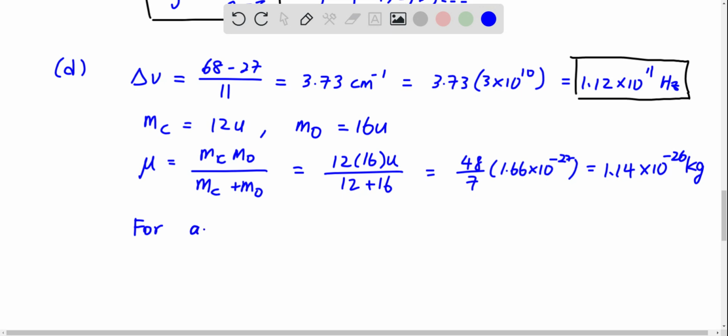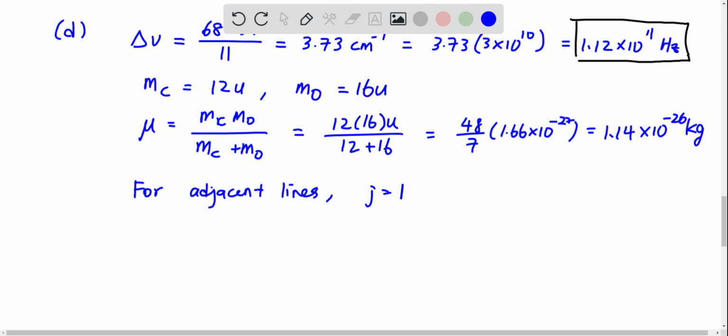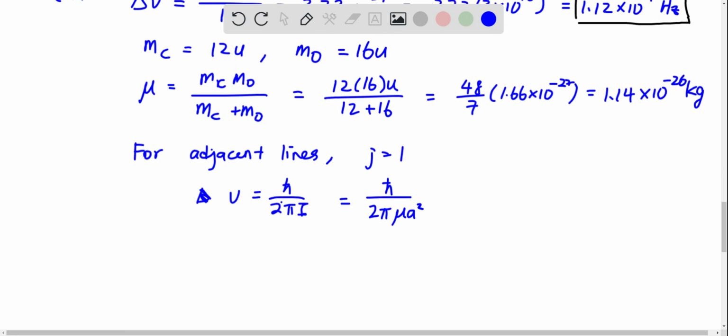For adjacent lines, j equals 1. j is the index in part C. So we have nu equal to h bar over 2 pi I, and our I is mu a square. So we want to obtain a, which is the square root of h bar over 2 pi mu nu.